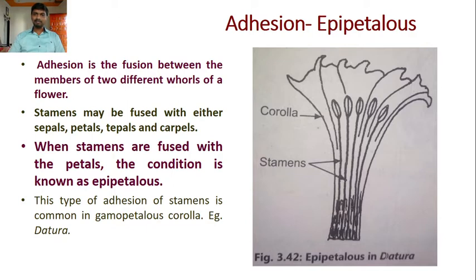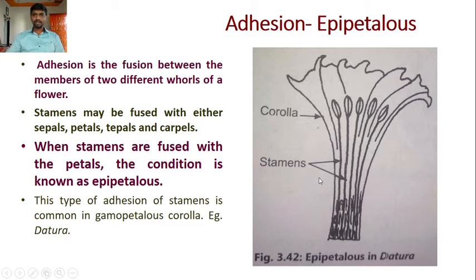When stamens are fused with the petals, the condition is known as epipetalous. Here the epipetalous condition has been seen in this diagram. For example, in Datura, these stamens are fused with the petals. Such a condition is called the epipetalous condition. This type of adhesion of stamens is common in gamopetalous corolla, for example Datura.